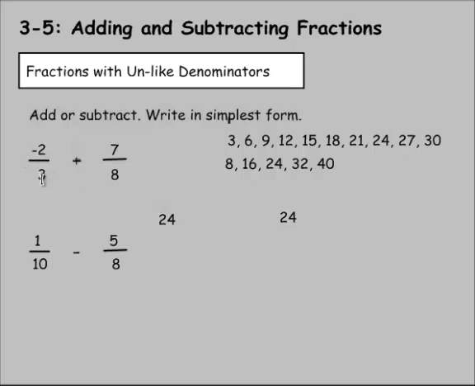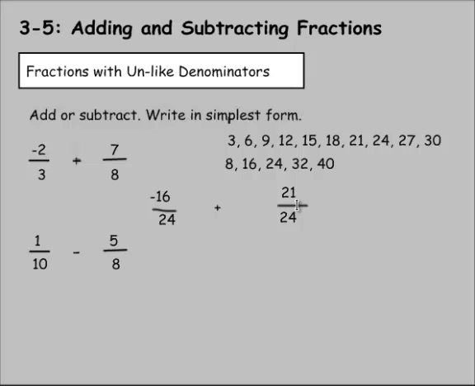Okay, what did we multiply 3 by to get to 24? Well, 24 divided by 3 is 8, so we multiplied 3 times 8. So we do negative 2 times 8 too. Negative 2 times 8 would be negative 16. So let's write that fraction, negative 16 over 24. We did 8 times 3 to get to 24, so we would do 7 times 3. And then 7 times 3 would be 21. We have negative 16 over 24 plus 21 over 24.